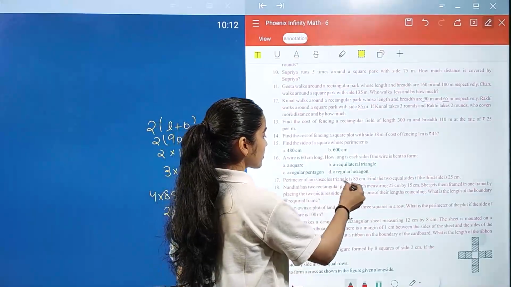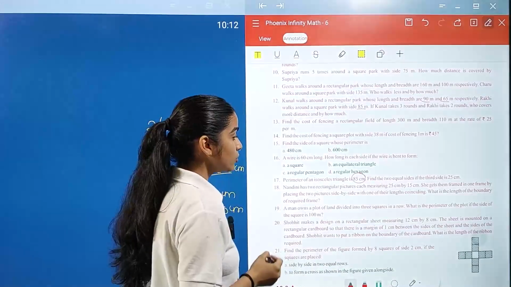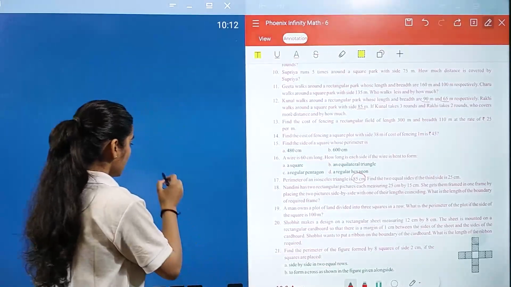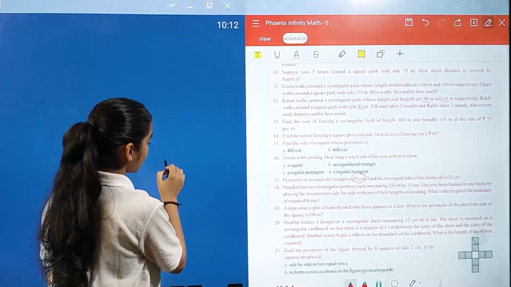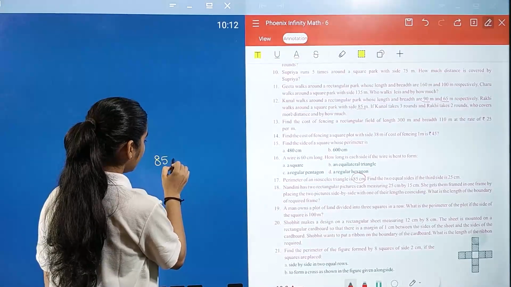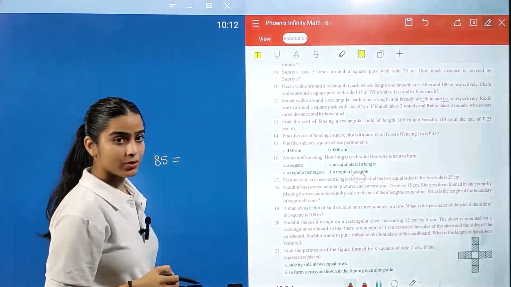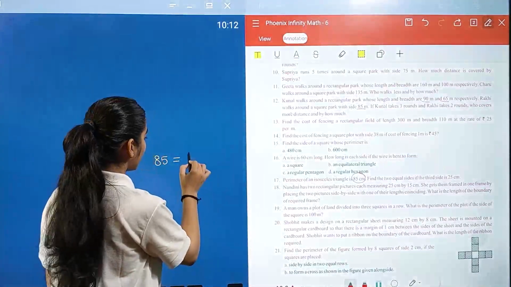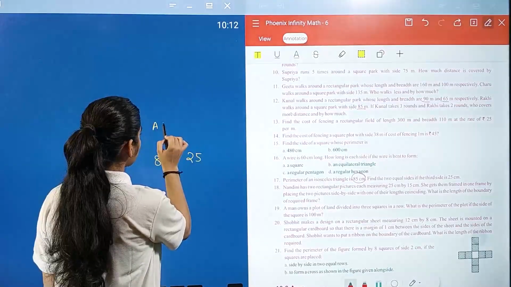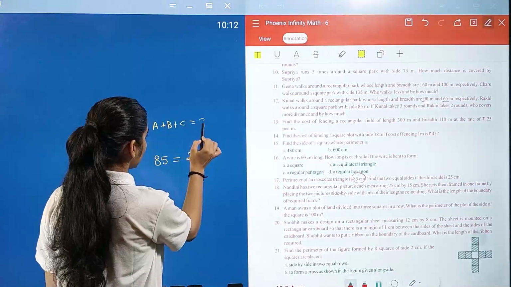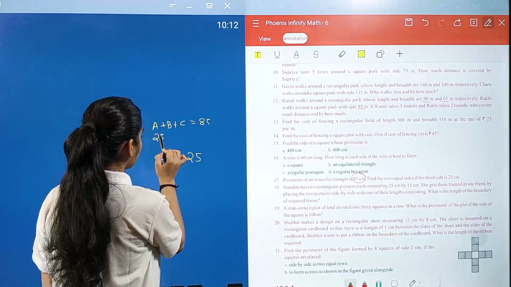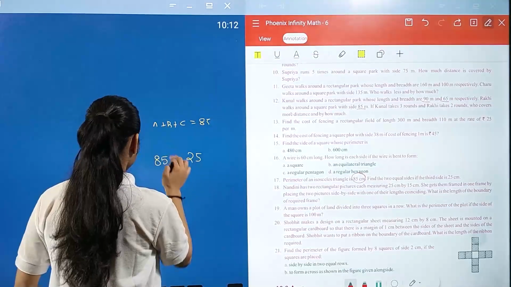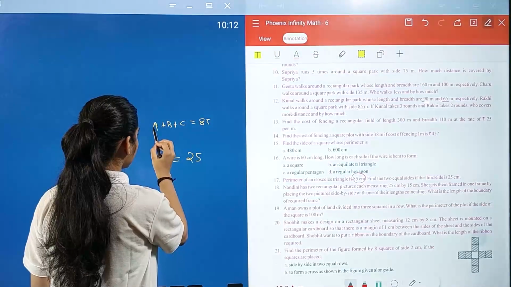Now the perimeter of an isosceles triangle is 85 centimeter. Find the 2 equal sides if the third side is 25 centimeter. Okay. So the perimeter is 85 centimeter and we all know that perimeter is equal to the sum of all 3 sides. So A plus B plus C is equal to 85, where A and B are equal in an isosceles triangle.